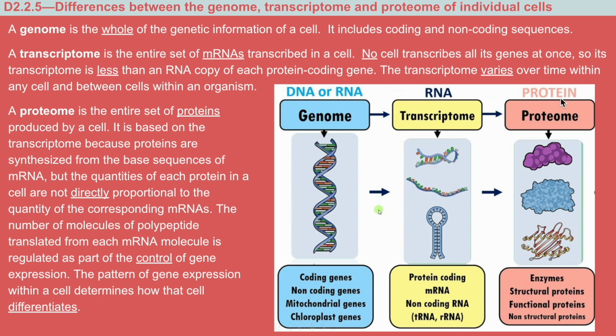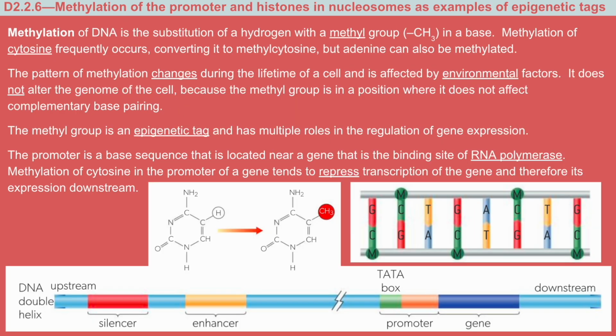The proteome is the entire set of proteins that can be produced by a cell. It's based on the transcriptome because proteins are synthesized from mRNA, but the quantities of each protein in a cell are not directly proportional to the quantity of the corresponding mRNAs. We're going to see this as part of the control of gene expression. That's going to determine how that cell differentiates. All right, so let's get down into epigenetic tags.